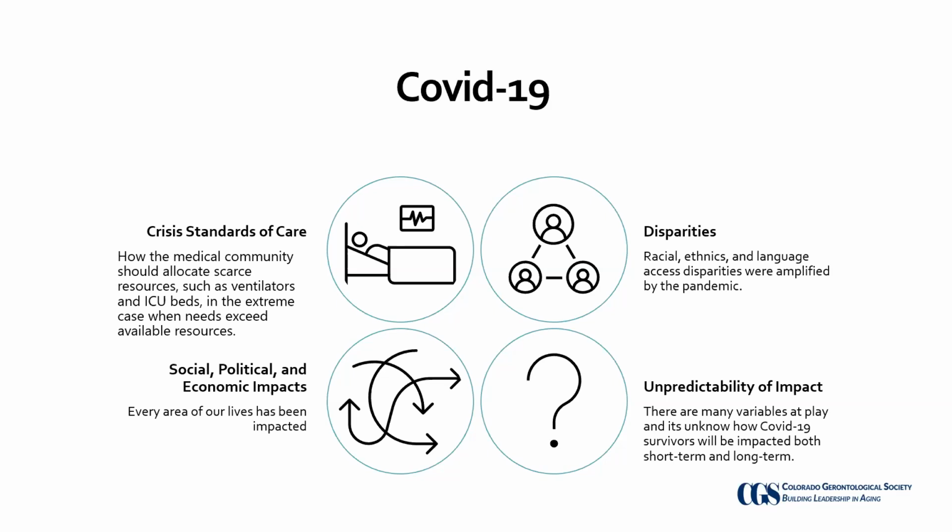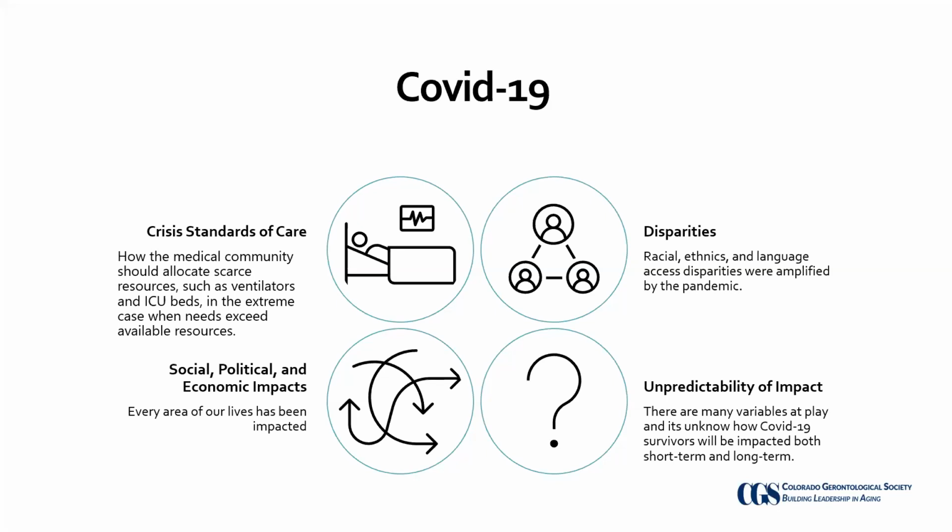The impact and demand to the medical system has brought about crisis standards of care. This is how the medical community will allocate services when resources are limited, in the event that the needs exceed the available resources. So we're talking about really if we come to a point where there's a higher need than resources available, how would the medical community then say who gets a ICU bed or a ventilator? Day-to-day access to medical services are now accessed differently. So instead of going to your doctor's office, now we're doing telehealth.